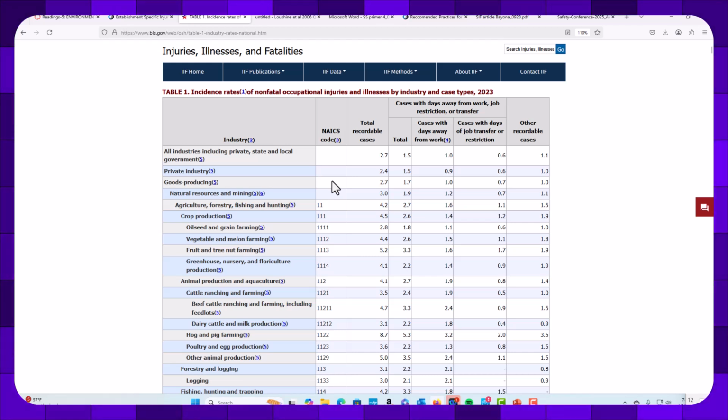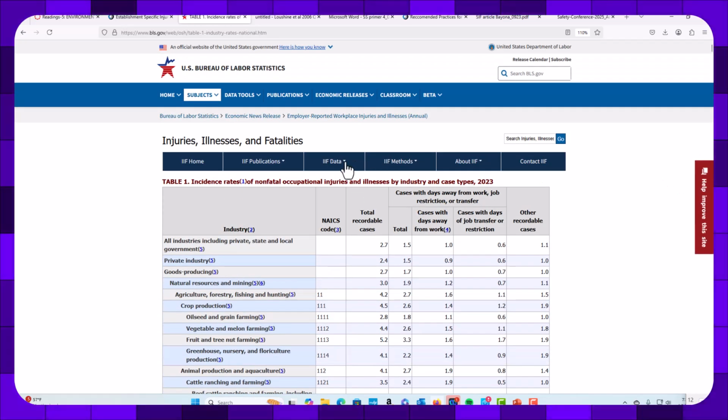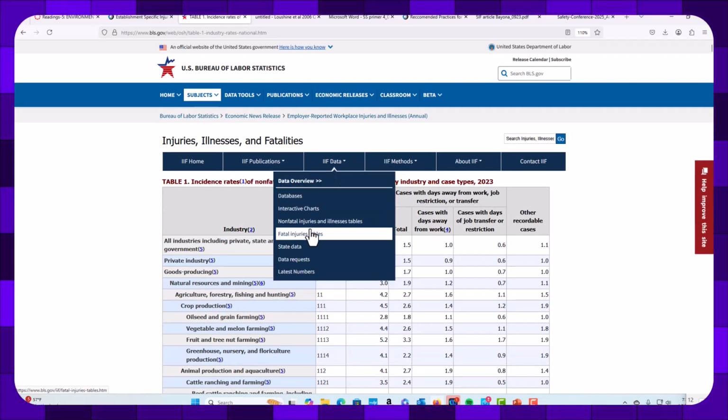I think that's what they're doing. And I don't think you can do that. I think it has problems. Now, as far as the data itself, you can go in here, you can look at fatality stuff, you can look at state, data request numbers.